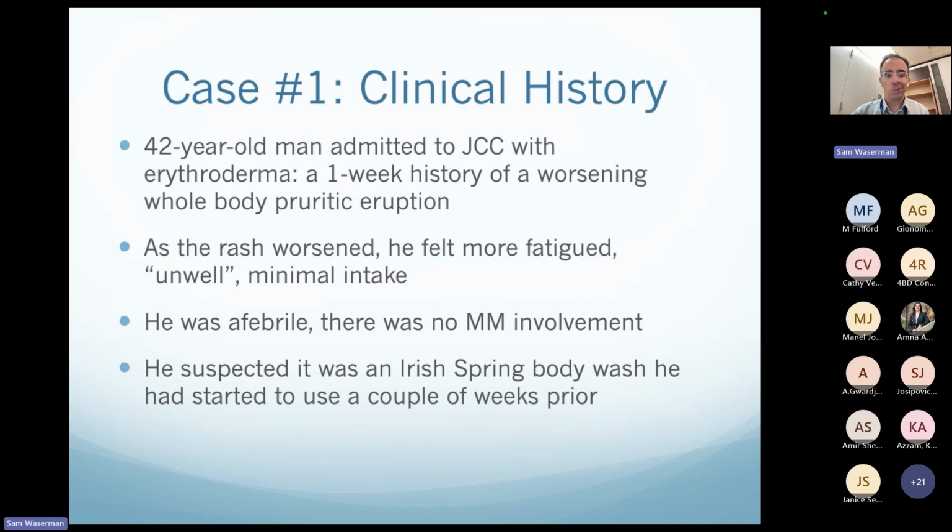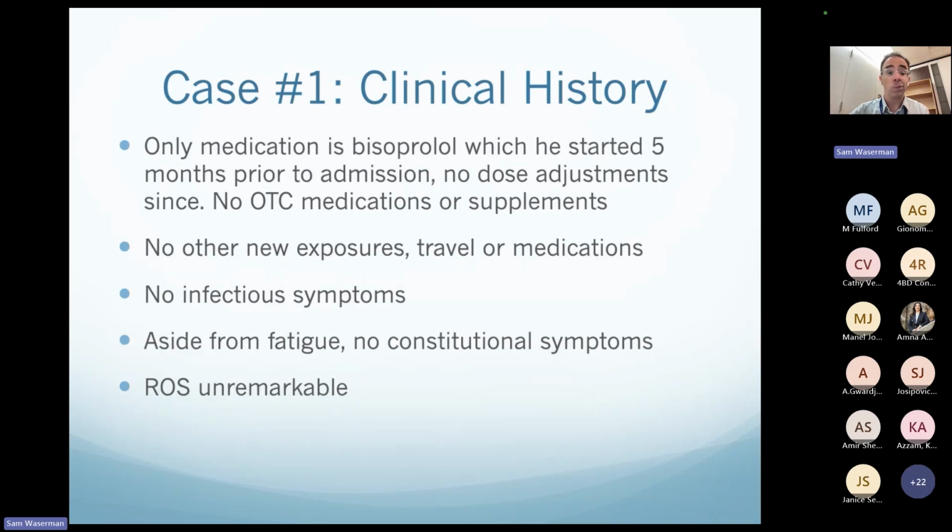Case number 1. A 42-year-old man admitted to the Juravinski Cancer Center with erythroderma, a 1-week history of a worsening whole body pruritic eruption. As the rash worsened, he felt more fatigued, unwell, with minimal intake. He was afebrile. There was no mucous membrane involvement. He suspected it was his Irish Spring body wash that he had started to use a couple of weeks prior.